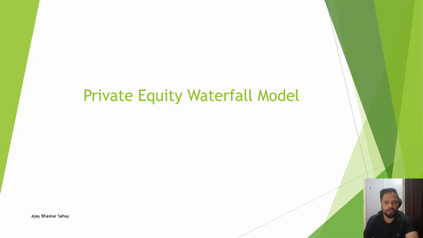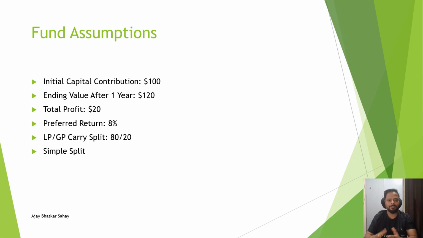Now guys, coming to the calculation, I have given a very small example where we have an initial contribution of $100 and an ending value after 1 year of $120. So the total profit is 20. The preferred return is 8%, and the carry split is 80 to 20. This is a basic example, and later on I will be giving more examples. Now we will look at how we calculate those, so moving to the next slide.